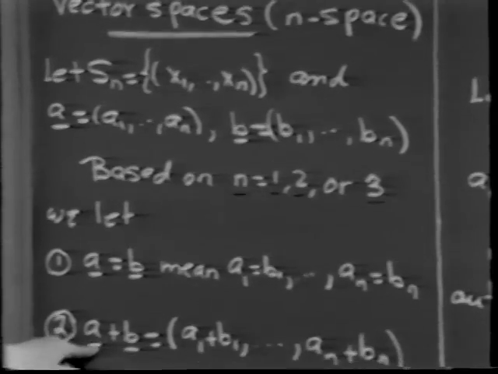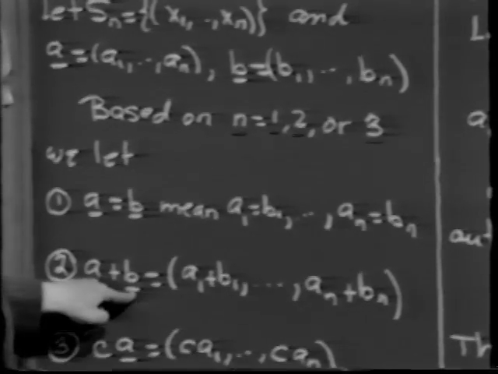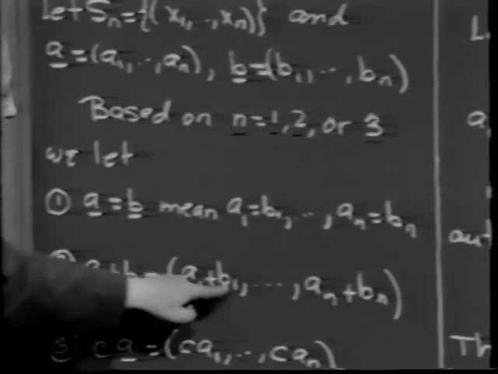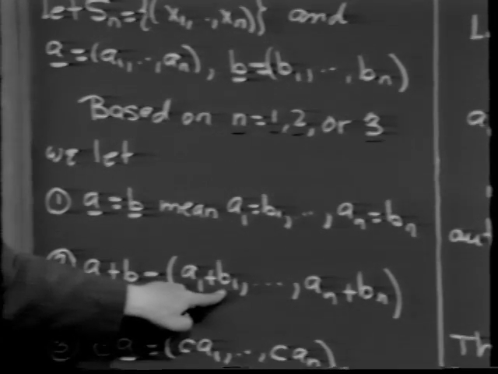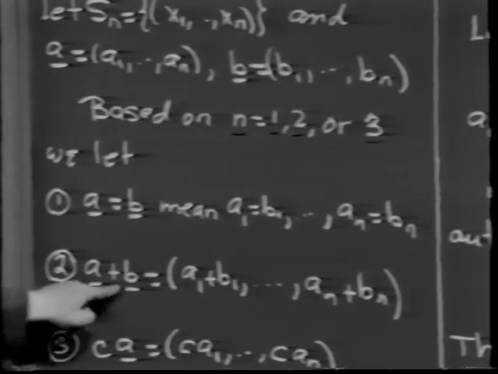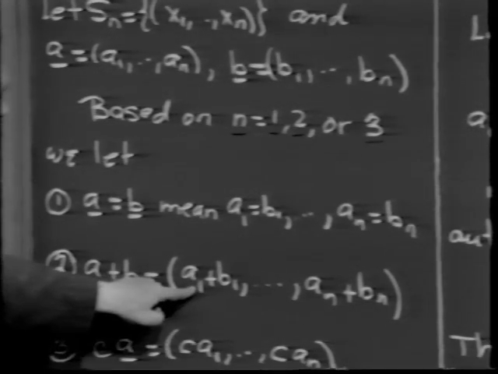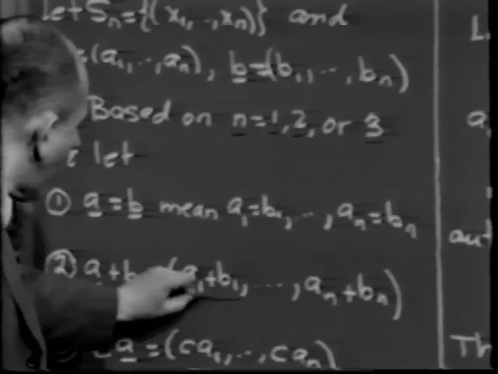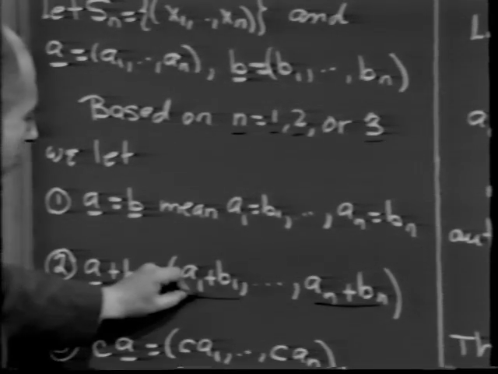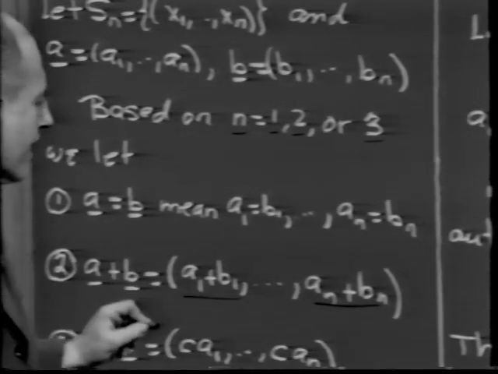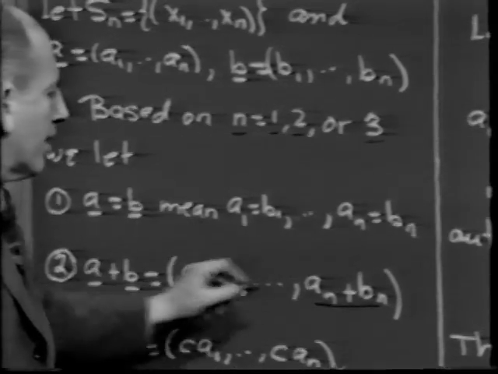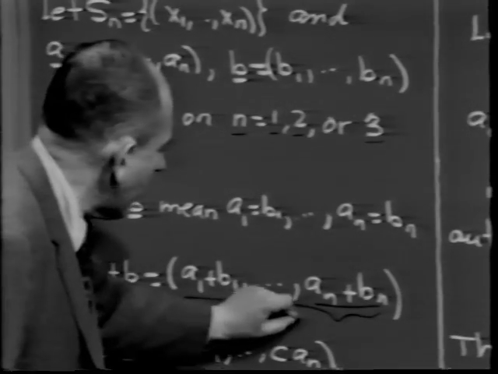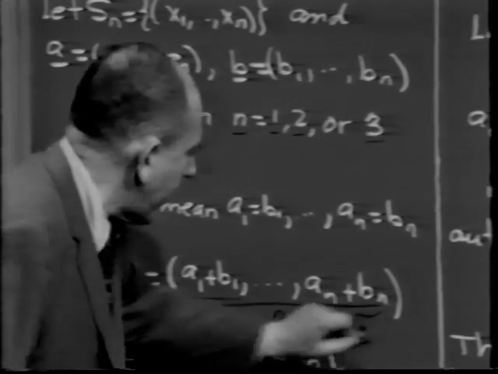Similarly, given two n-tuples A bar and B bar, to add them, let me define that to be the n-tuple that I get by adding component by component. In other words, to find the first component of A bar plus B bar, I add the first component of A bar to the first component of B bar, noticing, of course, that this is what? Be careful here. This is one number. A1 plus B1 is one number. A2 plus B2 is a number. An plus Bn is a number. In other words, notice that by this definition, the sum of two n-tuples is again an n-tuple.